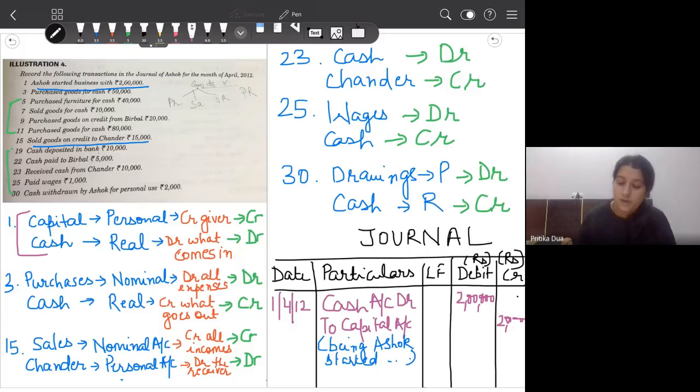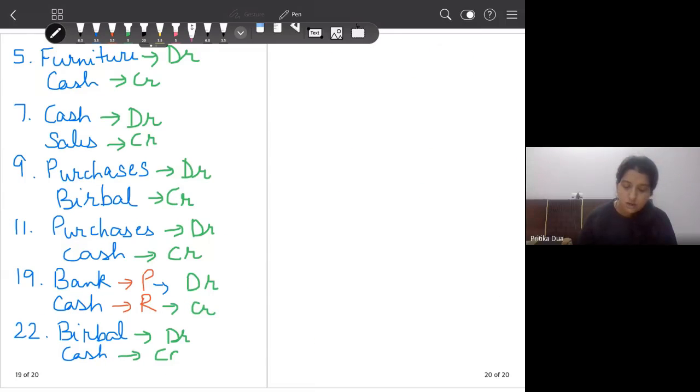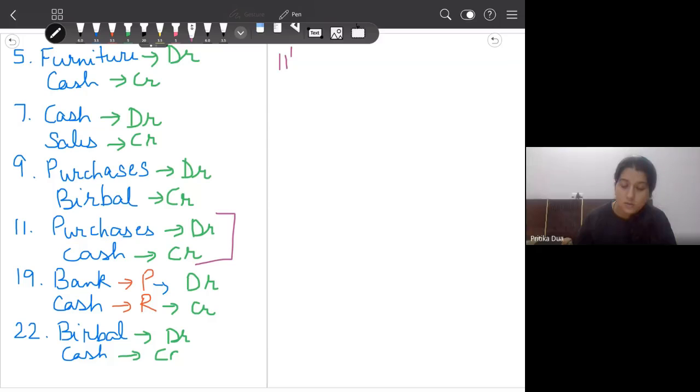I'll take up one more entry. Let's take up the last entry here. Okay, I missed that page. I'll take up any one entry from here. So say we take up purchases and cash entry on 11th. Again, how will I write? 11th April 2012 in the date column. पर्टिकुलर्स में पहले डेबिट वाला अकाउंट, परचेजेस अकाउंट डेबिट. डेबिट के लिए DR टू कैश अकाउंट.